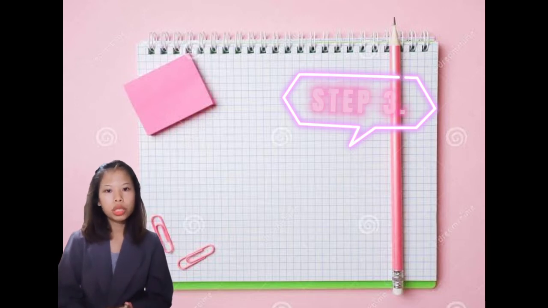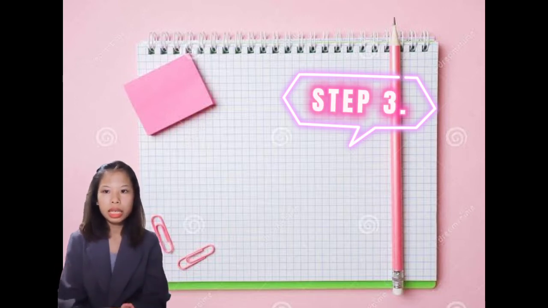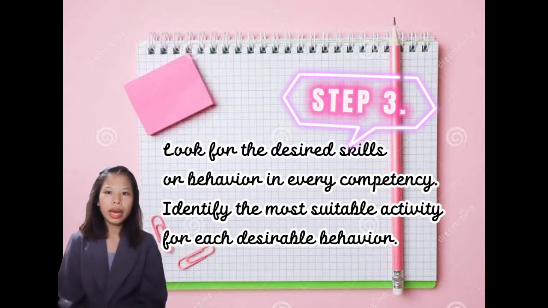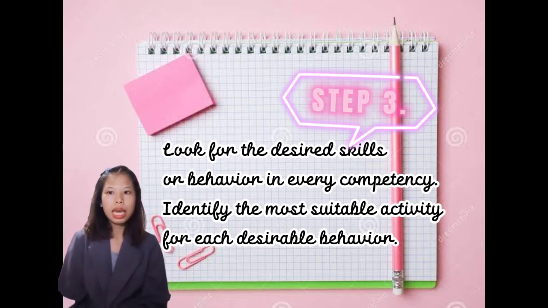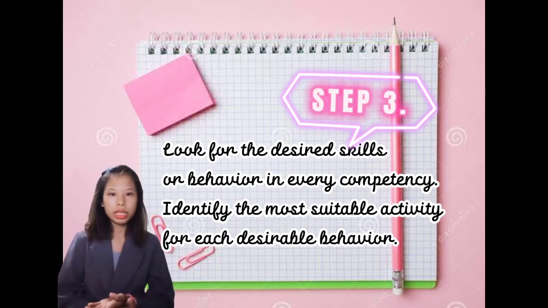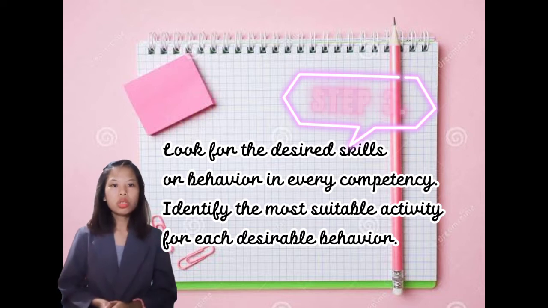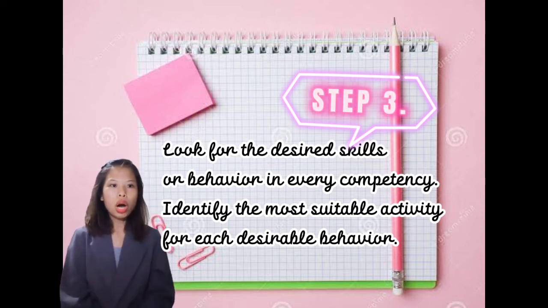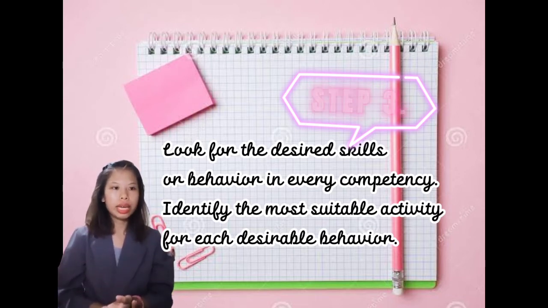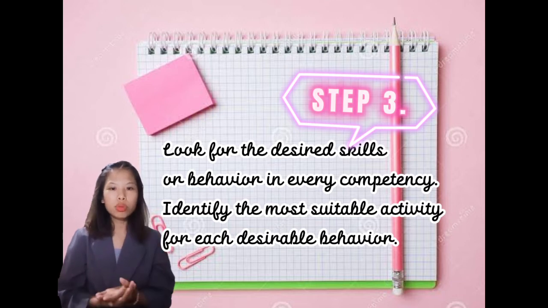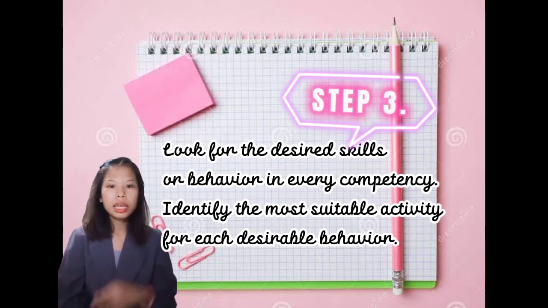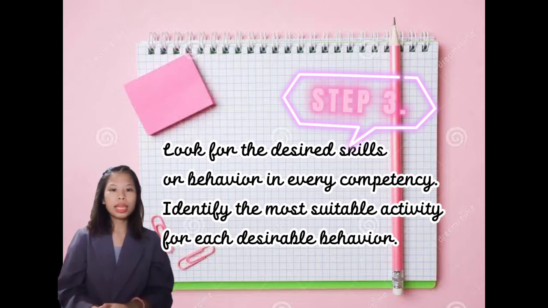Now let's proceed to step 3. It is to look for the desired skills or behavior in every competency and identify the most suitable activity for each desirable behavior. As a teacher, we should know how to meet a student's needs. And in order for it to happen, the teacher should identify or give students a suitable activity that will line up with the lesson.